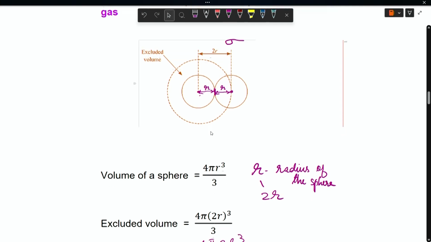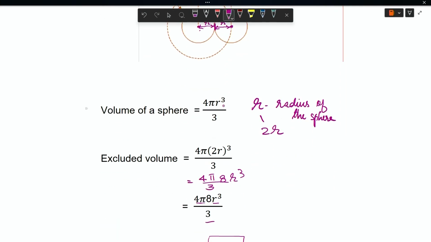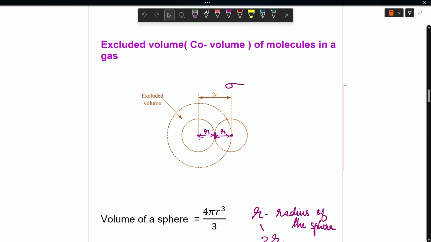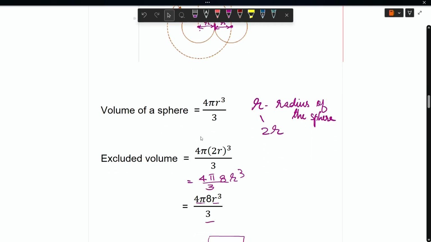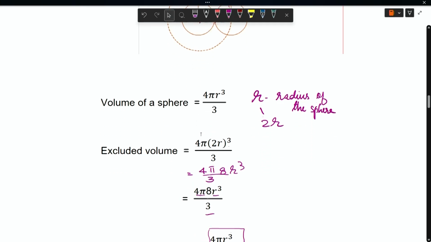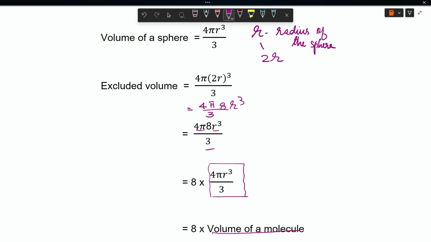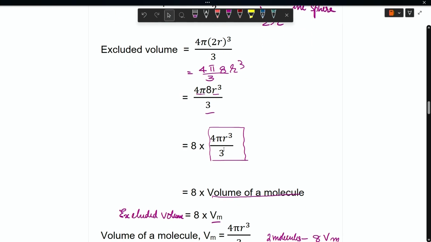We know that volume of a sphere is 4 pi r cube by 3, or 4 by 3 pi r cube, where r is the radius of the sphere. Here the radius of the sphere is 2r, and I am going to find out the excluded volume for 2 molecules. Substituting 2r, you will get 4 by 3 pi 8 r cube, or taking 8 out, it becomes 8 into 4 by 3 pi r cube, which is the volume of a single molecule.